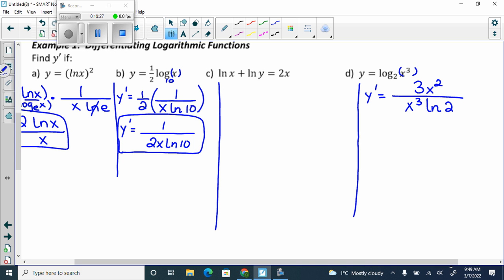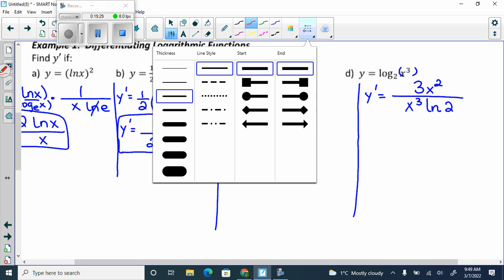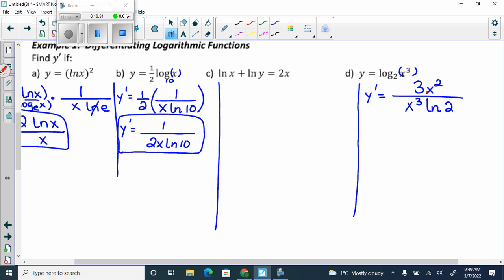Well, no. Because there's stuff that can cancel here. There's an x squared can come out of here and then an x squared out of here. Because they're multiplied. When everything's multiplied, you can cancel. If there was like a plus or a minus sign somewhere in here, you could do nothing. Just call it a day. Yes. Y prime equals 3 over x ln 2.